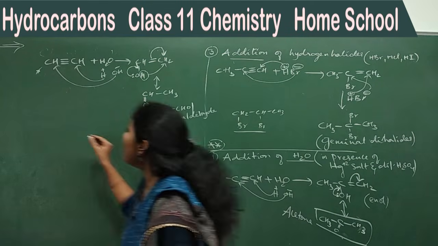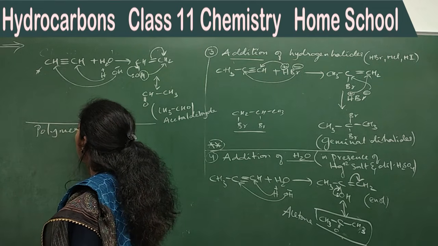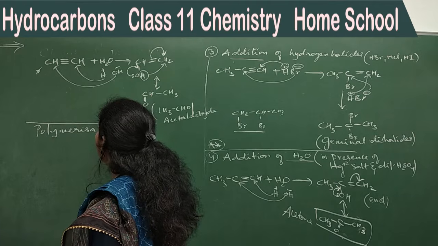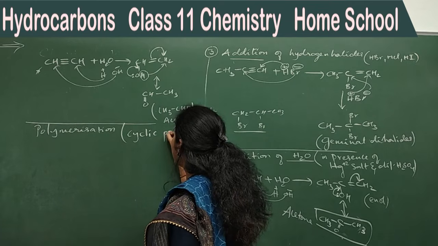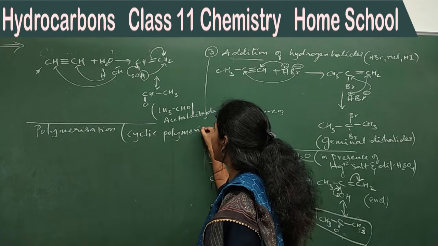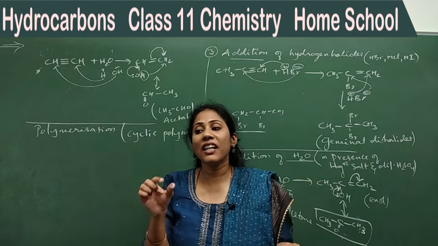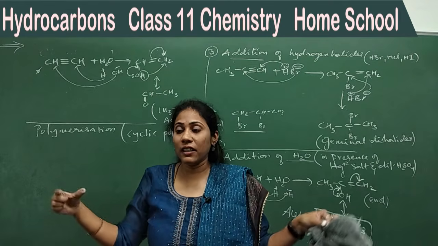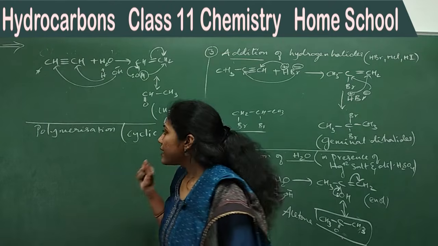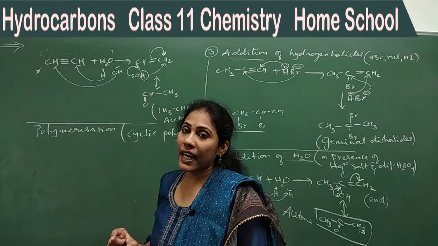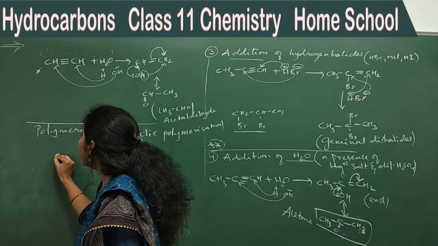Okay, fine. And now I am going for the last reaction, that is polymerization. Especially I am going to discuss cyclic polymerization. Polymerization in the sense what? When so many alkynes get connected to one another, you get a long chain. That long chain is called a polymer. Now I am going to take only 3 alkynes, and the alkyne I am taking here is ethyne. So I am taking 3 ethynes.